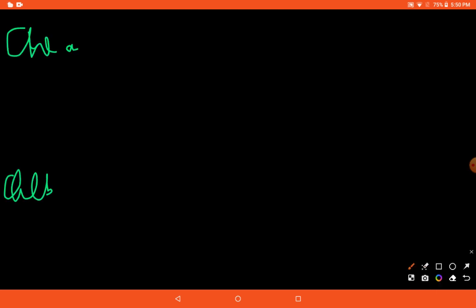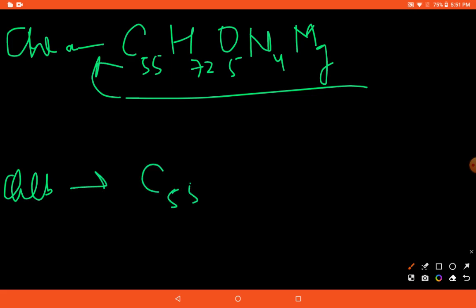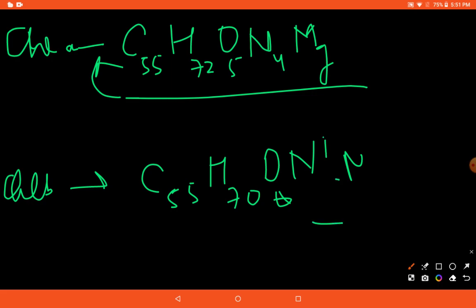One more thing, one more difference I forgot to tell you. In between chlorophyll A and chlorophyll B, what's the formula I told you? C55 H72 O5 N4 Mg. This is for chlorophyll A. For chlorophyll B, again we have C55 H70 O6 N4 Mg. Mg is at the center, okay.